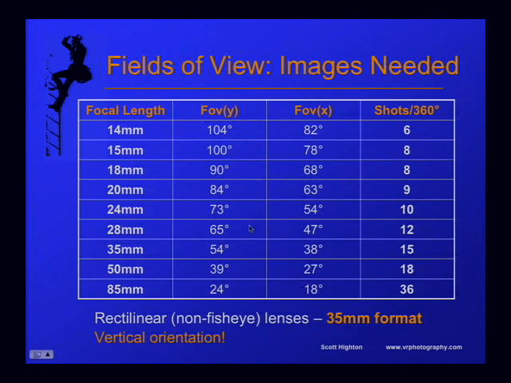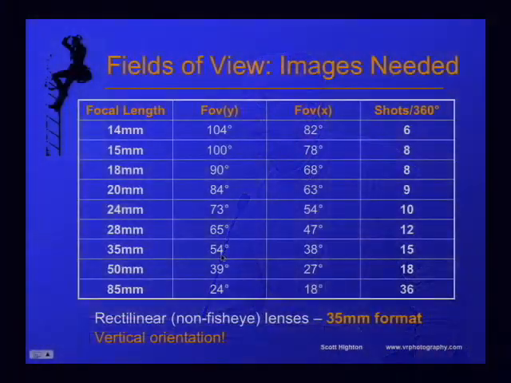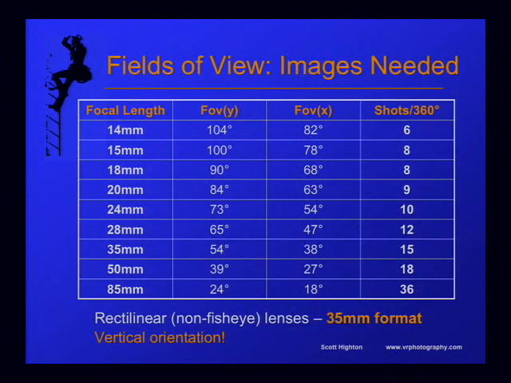This chart here is for a 35 millimeter or full frame sensor. So if you go down, let's say you have a 24 millimeter lens that you're using on a 35 millimeter camera, you get a 73 degree vertical field of view. This is in portrait orientation. If you're using a digital SLR that's got a smaller sensor, and you have a 1.5 times magnification factor, then your 24 millimeter is essentially becoming a 36 millimeter lens. So you've got about 50 degrees of vertical coverage rather than the 70 plus.